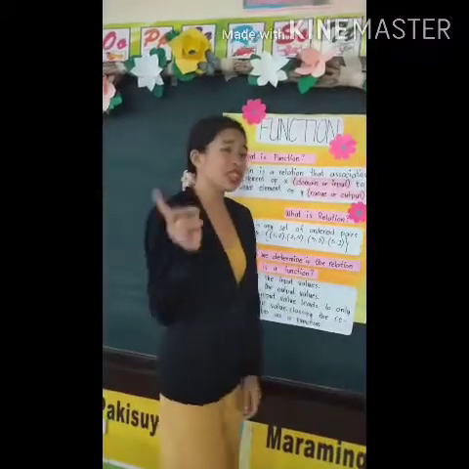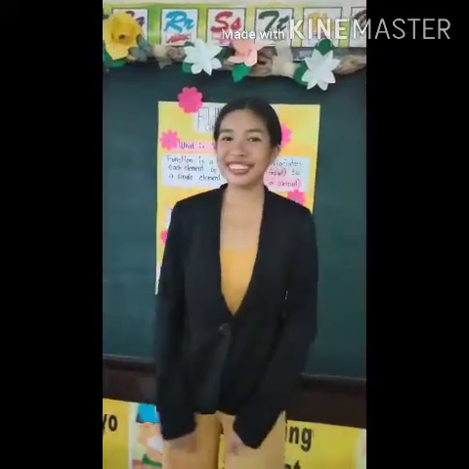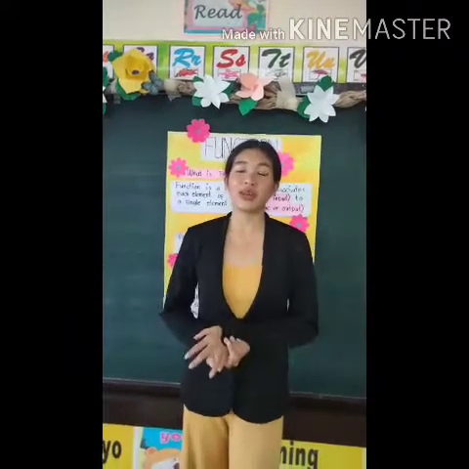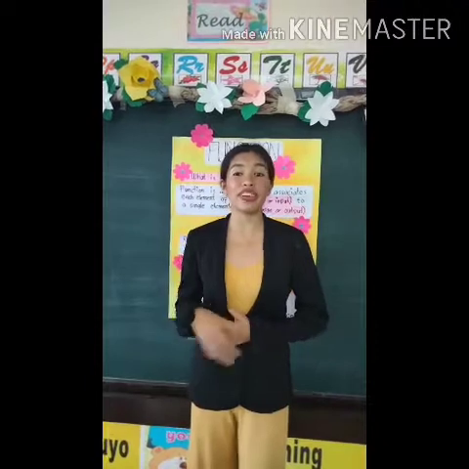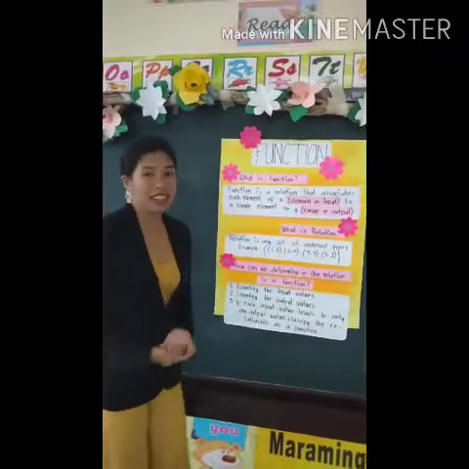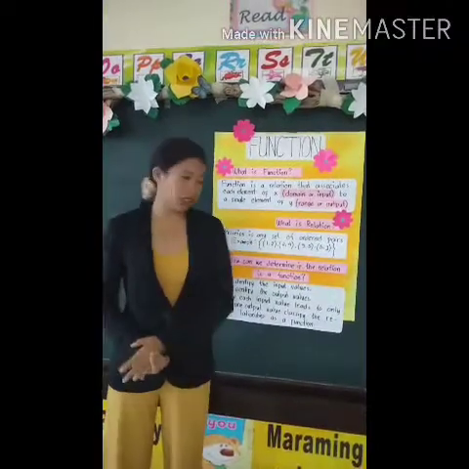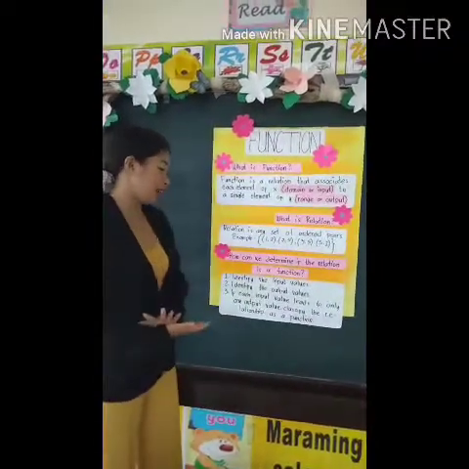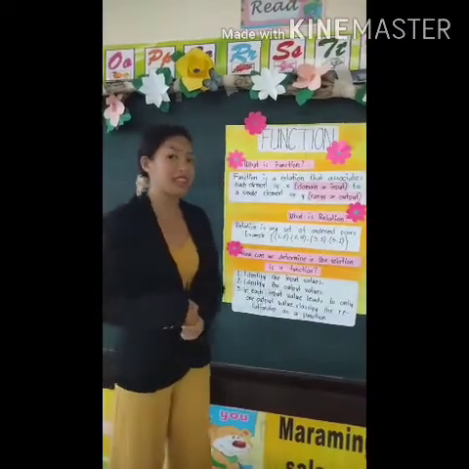But here's the question. How can we determine that this relation is a function? Here are the ways that we can identify whether a relation is a function or not a function. First, identify the input values and identify the output values. If each input value leads to only one output value, classify the relationship as a function.